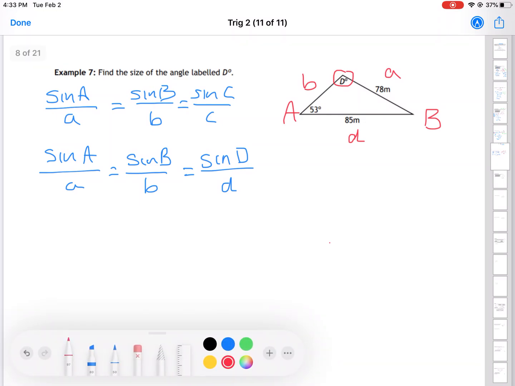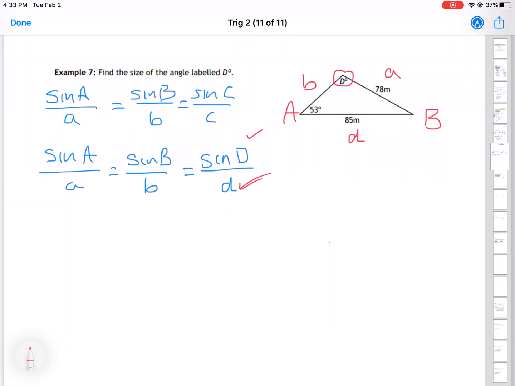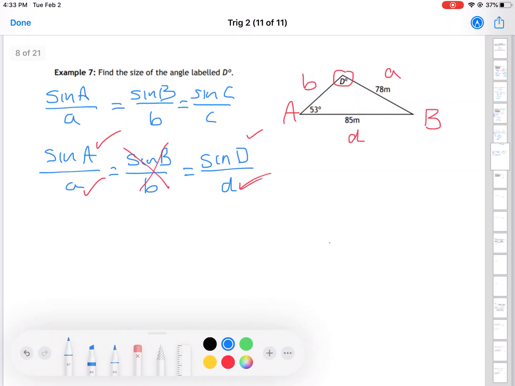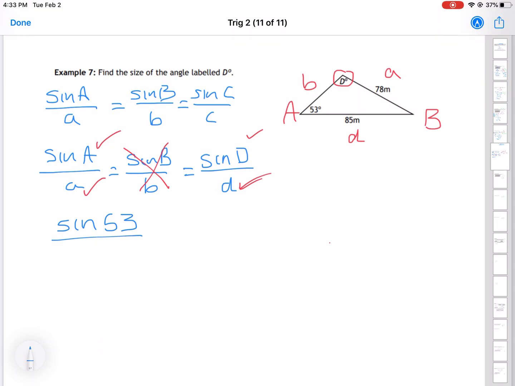So tick what we have then. We want to find angle D, so we tick that. We have side D, we have angle A, and we have side A, so we can tick all of those. Therefore, we're not using B in the middle, and we can substitute in all of our numbers. Sine A is sine 53 all over 78. That is equal to sine D that we want to find all over 85.